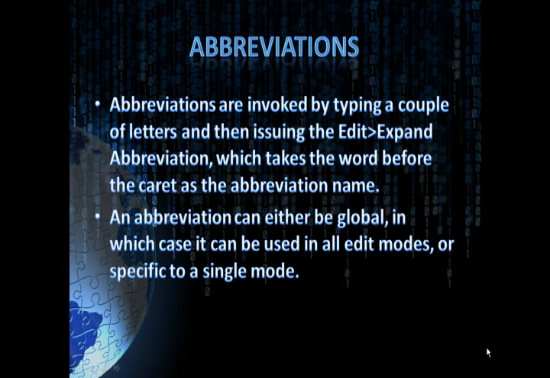Abbreviations are invoked by typing a couple of letters and then issuing the Edit Expand Abbreviation command, which takes the word before the caret as the abbreviation name. An abbreviation can either be global, in which case it can be used in all edit modes, or specific to a single mode.